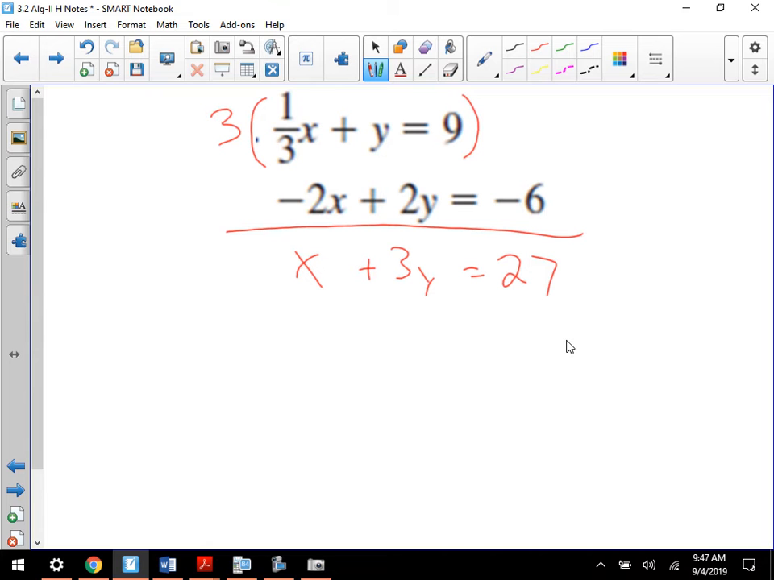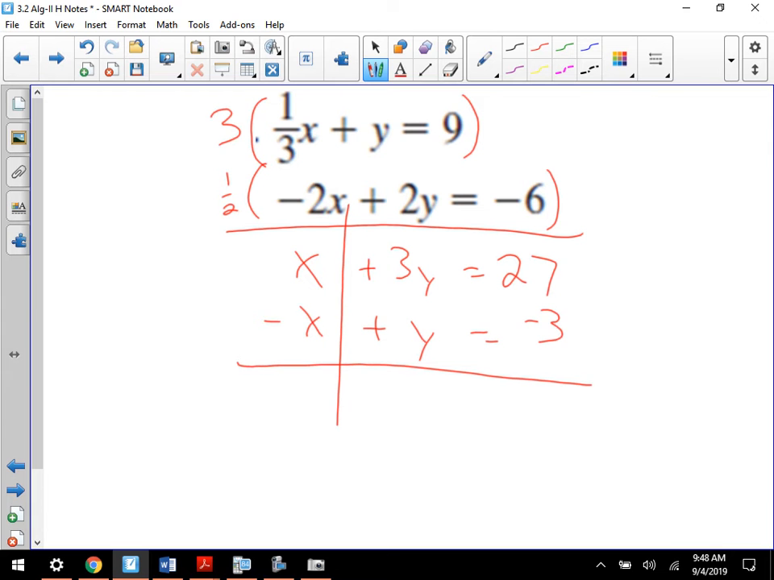1/2. You're still doing a linear combination here. It just so happens that this time the multiplier, that scalar, if you will, is a fraction. Because it's consistent throughout. All 3 terms in this thing are all even. By doing it this way, it just cleans it up quicker. You get negative x plus y is negative 3. Same coefficient, opposite sign, and I add.